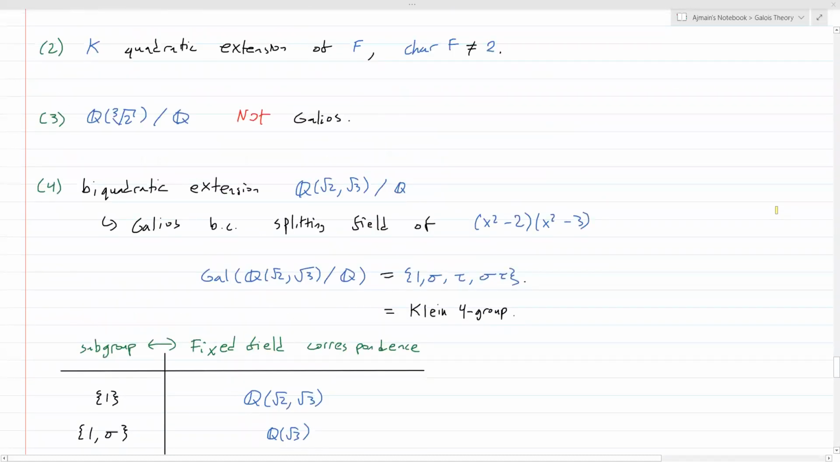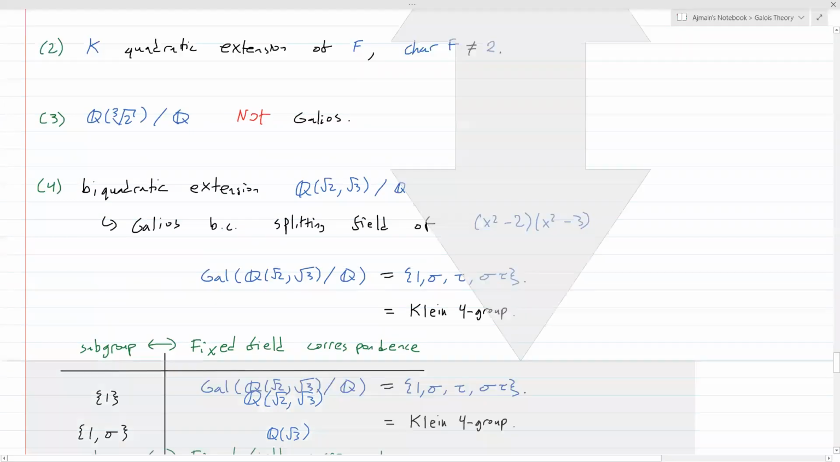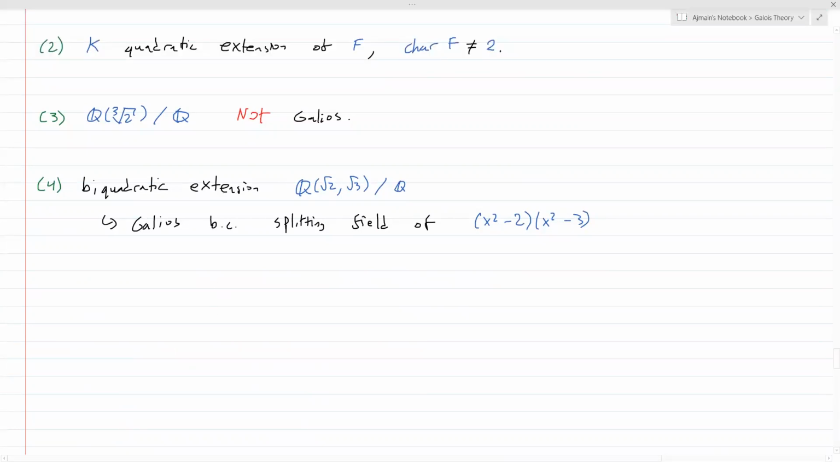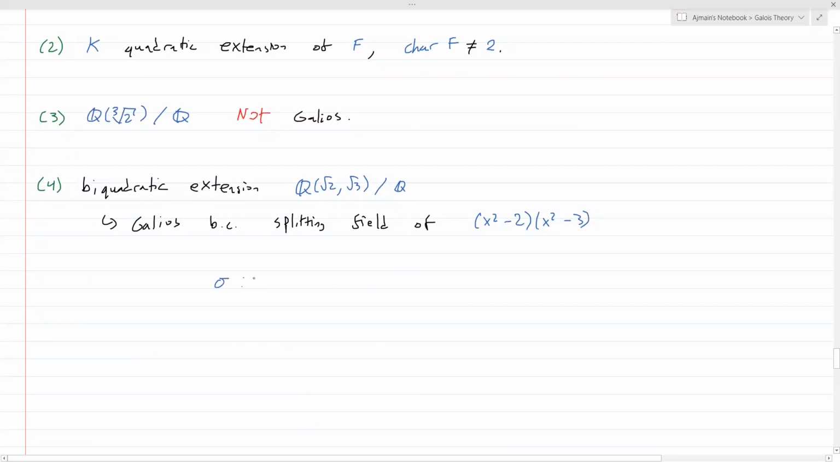Well, there's the identity, first of all. There's the automorphism. Any automorphism. Okay, I should write this down. So let's say you have some automorphism sigma. Sigma is an automorphism of Q adjoin square root of 2, adjoin square root of 3.